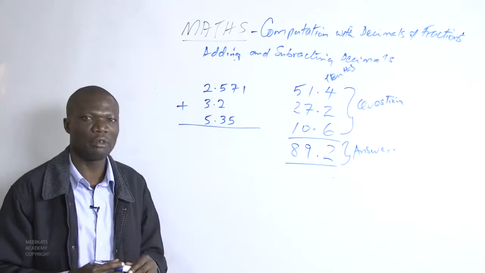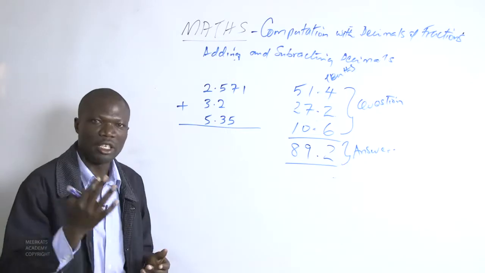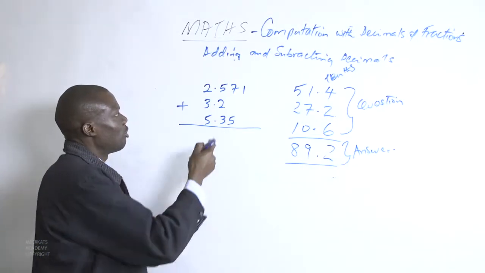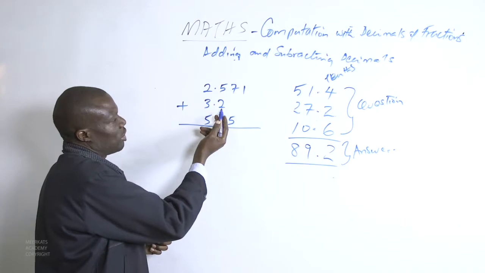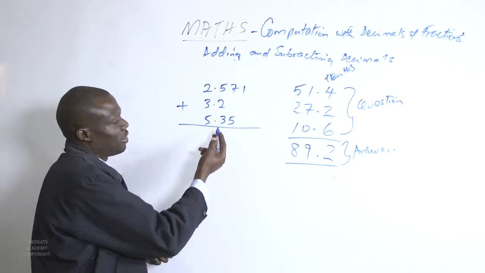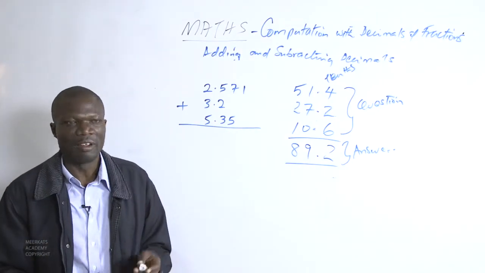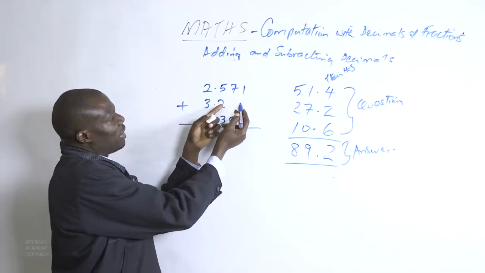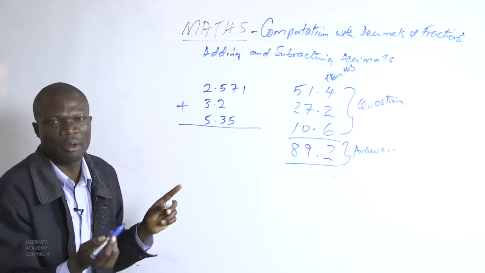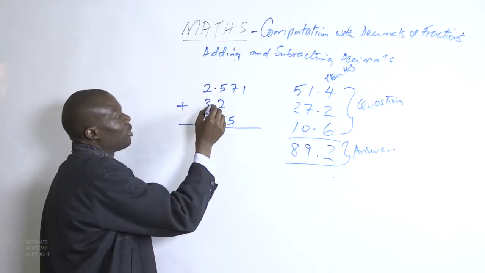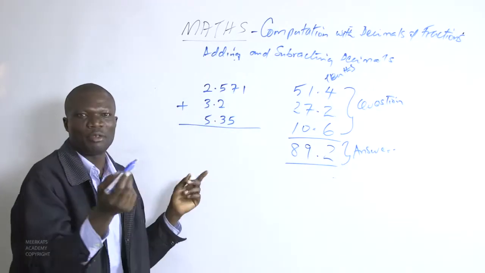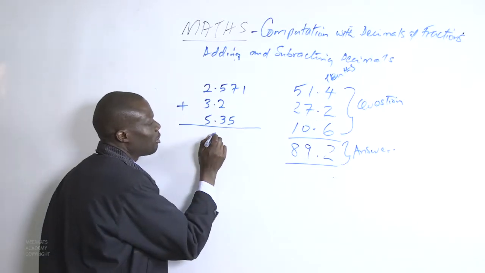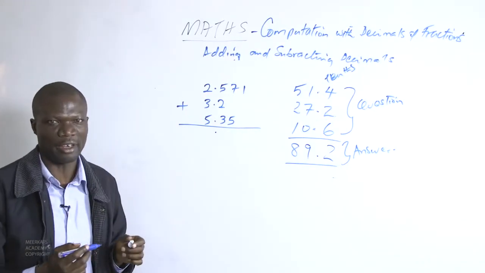Now, what we have here, the first one has 3 decimal places. That is 1, 2, 3. The second one has 1 decimal place. The third one has 2 decimal places. To add, we cannot align this one here. We say the first alignment, the decimal point must be in line. Even for the answer, we already know the decimal point should be there.